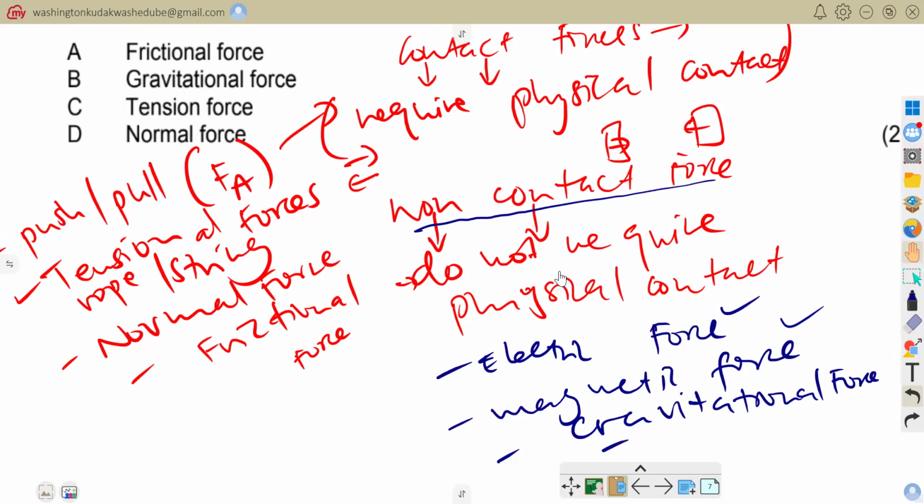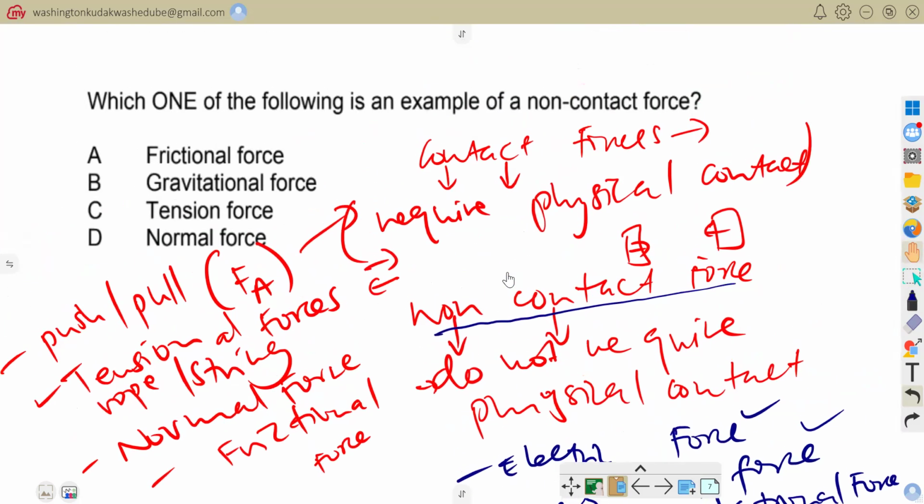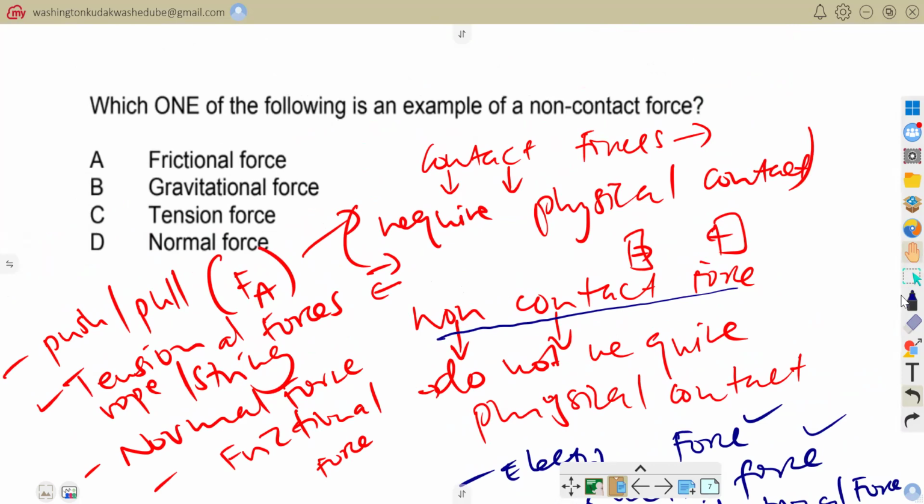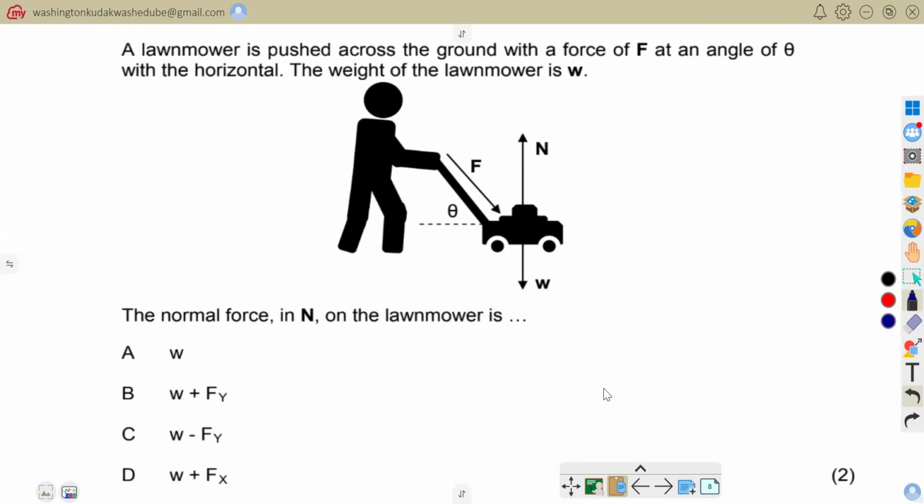So with these classifications that we have said, we are now able to answer our question, which says, which of the following is an example of a non-contact force? So an example of a non-contact force is gravitational force. The answer was going to be B, because frictional force is a contact force. Tensional force is a contact force. Normal force is also a contact force. So our correct answer there was going to be B. So this is how you answer your multiple choice questions.